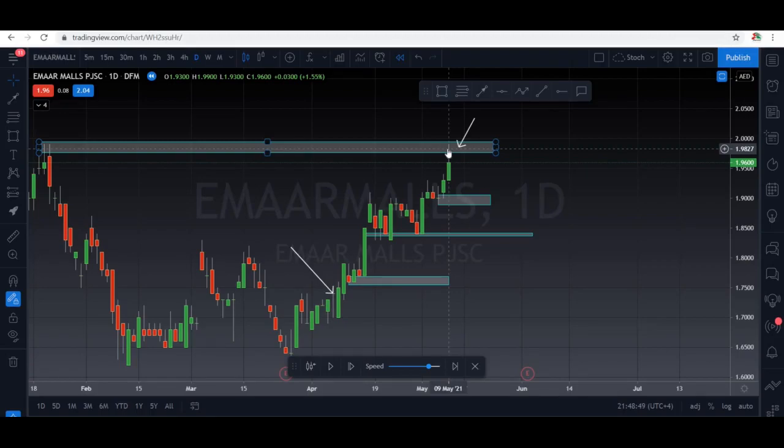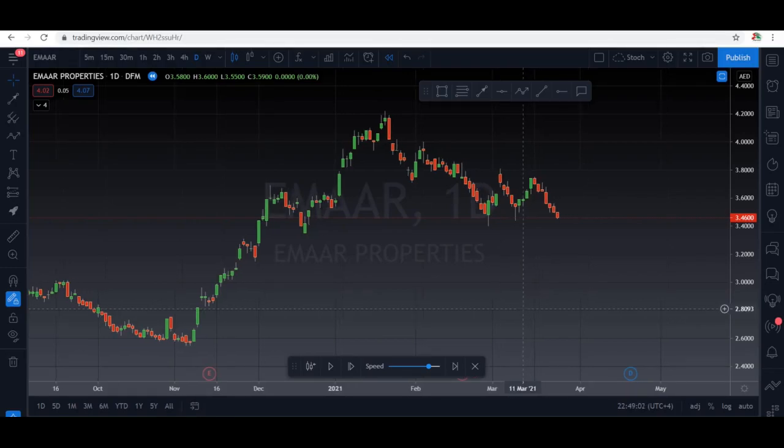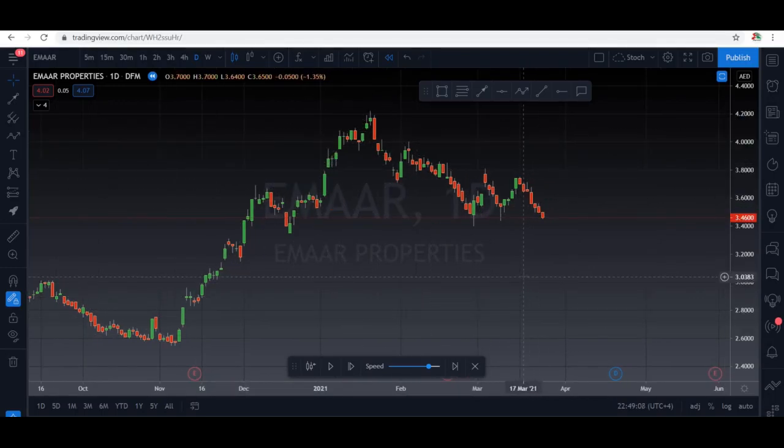I'll give you another example. Let's see how the price action works. Emaar Properties daily chart again. I want you to analyze the chart and answer for yourself if we are in an uptrend, in a downtrend, or we are ranging. I'll give you 5 seconds. You can analyze the charts now.